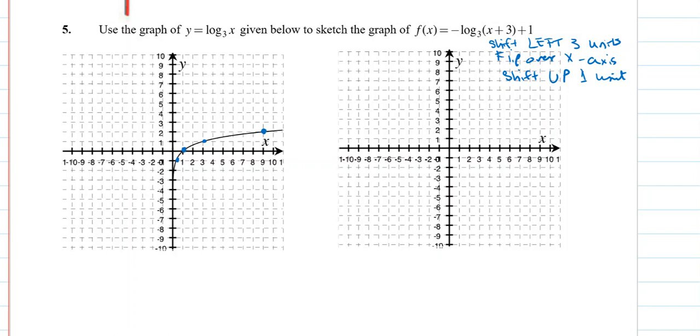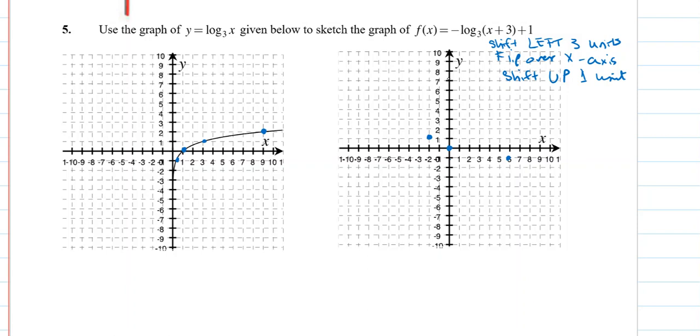So when you shift 3 units to the left, the point (1, 0) is going to go 1, 2, 3 over here, and then flip over the x-axis, it stays there, and then up 1 unit, it ends up over there. Then the point (3, 1) goes 3 units to the left, flip over the x-axis, and then up 1 unit, so it goes over there. Then the point (9, 2) goes 3 units to the left, flip over the x-axis, and then up 1 unit.